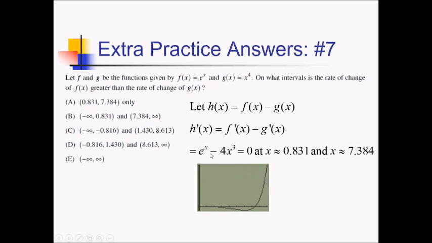Now I want to figure out where this function is positive, because that's going to tell me where the f prime is bigger than the g prime. It looks like we were positive before we got to 0.831. So that would be from negative infinity to negative 0.831. So that's our first h prime positive interval. And then we were negative between 0.831 and this 7.38. And then after 7.38, we're positive again. So f prime must be bigger than g prime after 7.384. And that's going to go on until infinity because, if you look at the answer choices, there's no other options for that. So that's going to then be answer choice B.